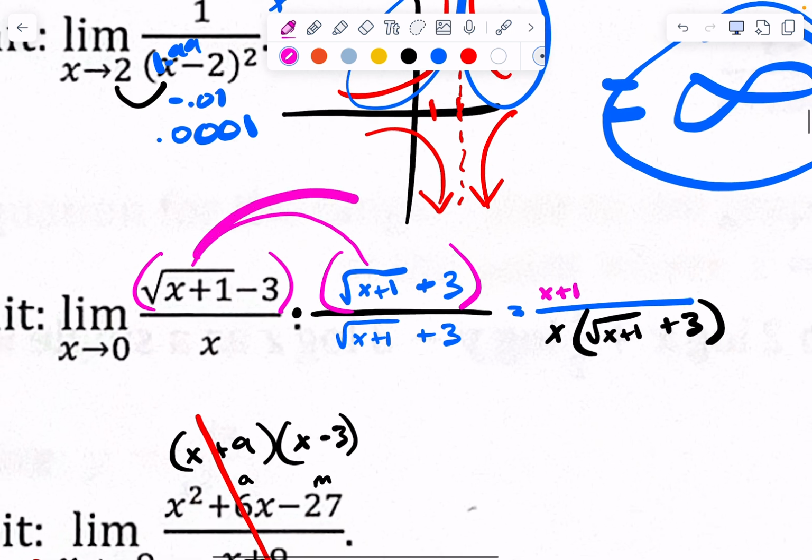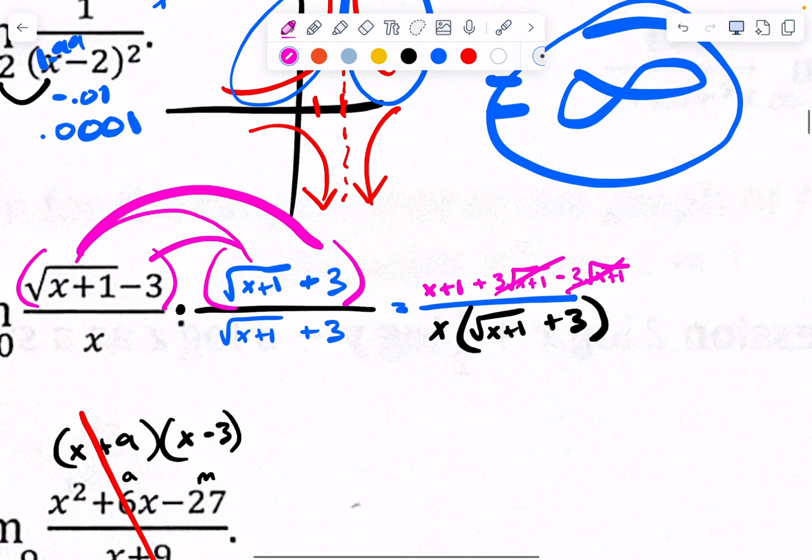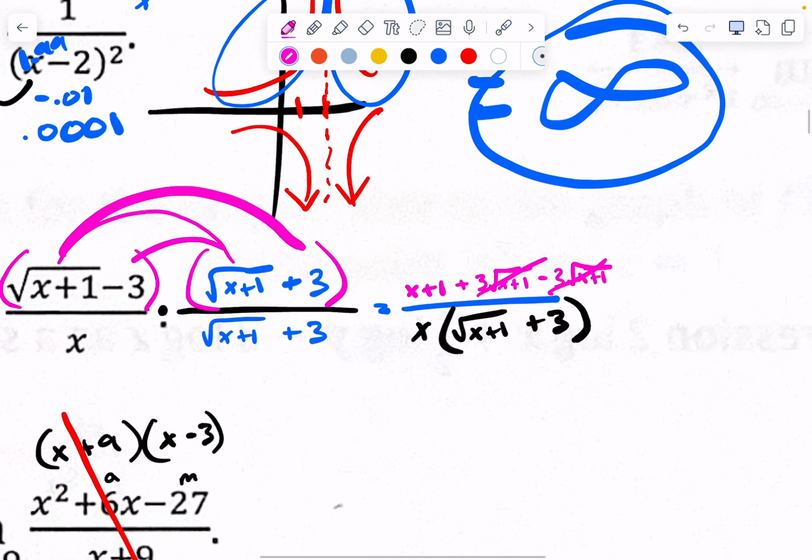All right, if I take this guy times 3, that is plus 3 square roots of x plus 1. But then I have my middle two pieces minus 3 square roots of x plus 1. So those middle two pieces just go away. And then I have minus 9.